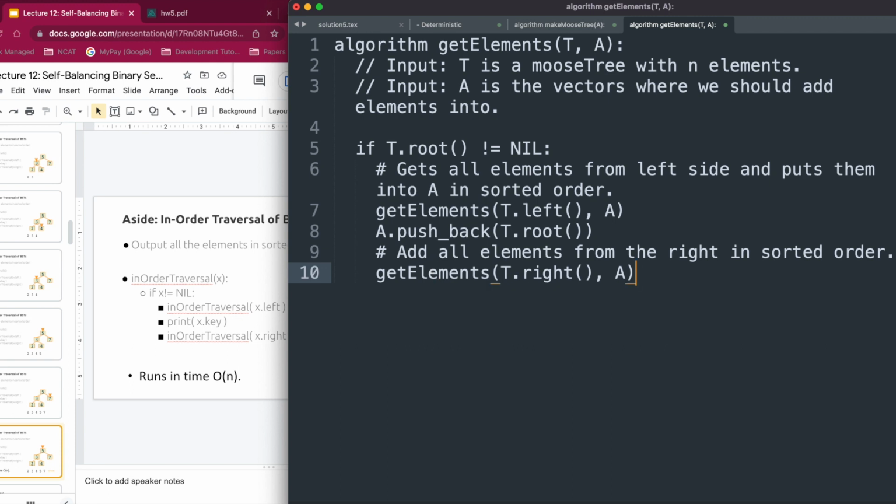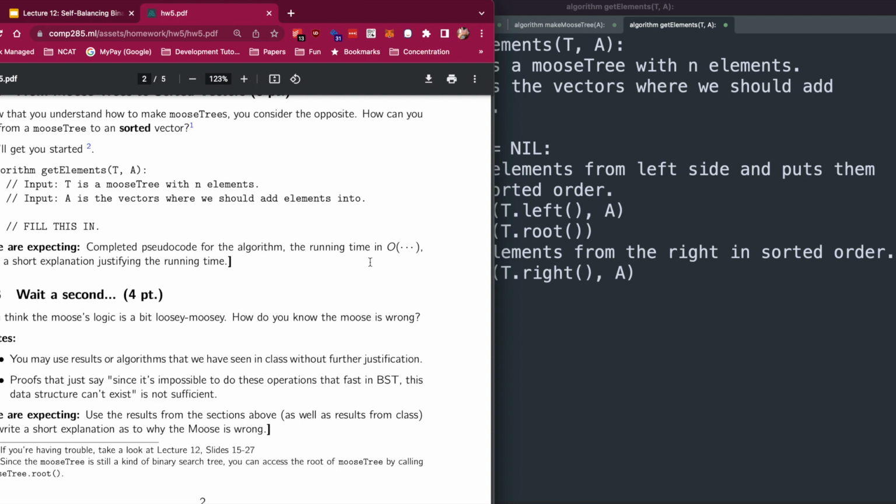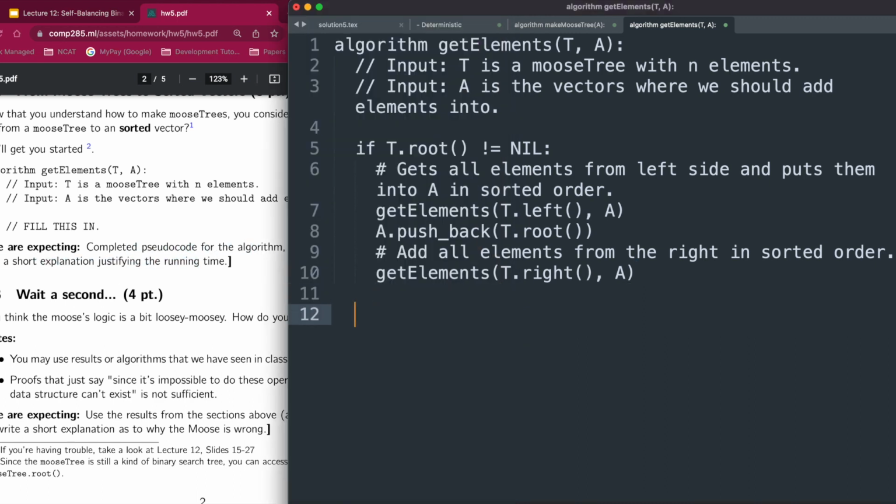Now the question after this, if we go back to our homework, is essentially, give us the pseudocode and also give us the running time. If you were looking at the slide, it also told you the running time was O of n, but you can actually make an argument for yourself here, right?